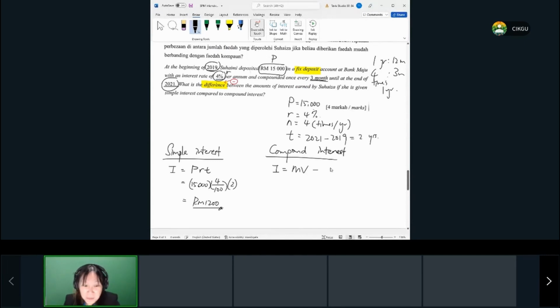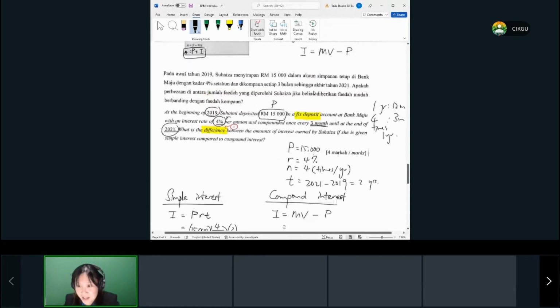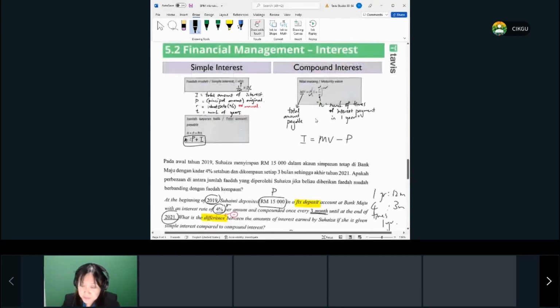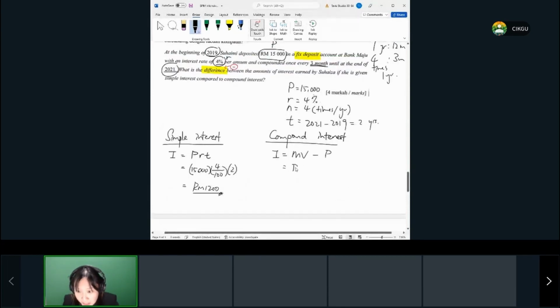Okay, so the maturity minus the principal. The maturity value formula, I copy it first: P(1 + r/n)^(nt), minus the P. Now substitute the values in: 15,000.